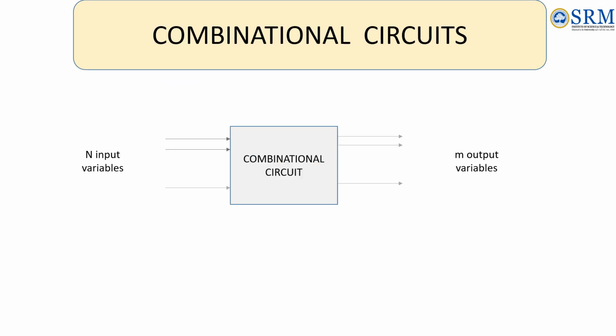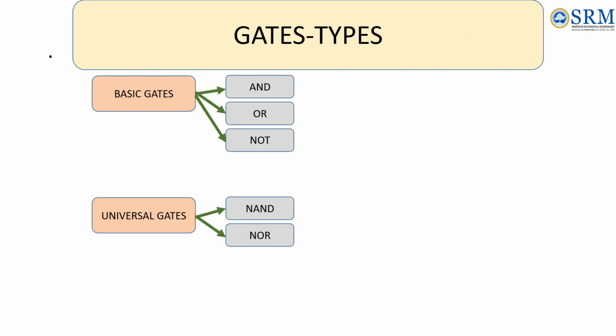As shown in the figure, the M output variables of the combinational circuit are dependent only on the N input variables. It need not wait for the previous state. So, a combinational circuit does not need memory, whereas a sequential logic circuit needs memory to store the previous state's information.